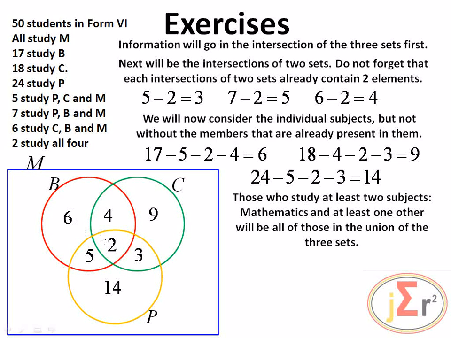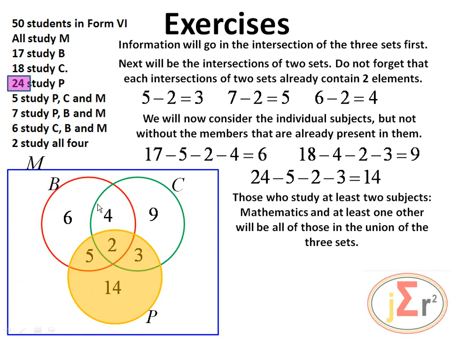So those who study at least 1 subject, that means, what do we mean by at least? 2 or more. So we are saying that those who study at least 2 subjects must be those who study 2 or more subjects. And those who study 2 or more subjects are those who are in the union of the 3 sets, and we need to add those up.